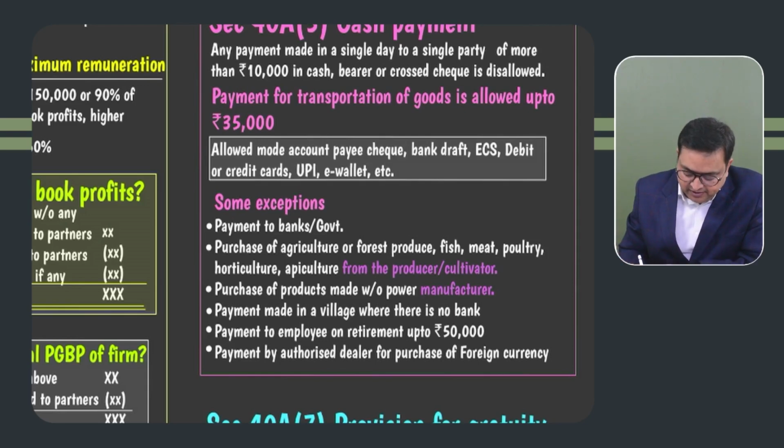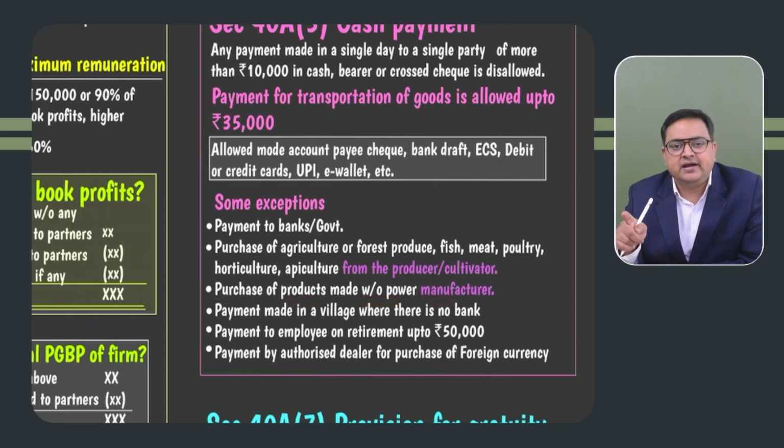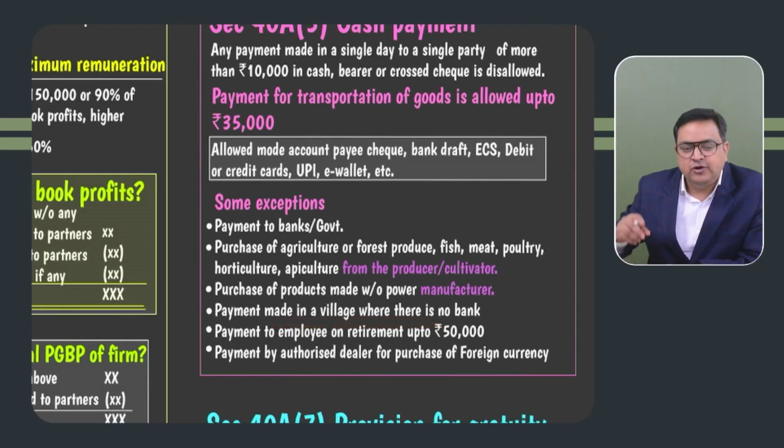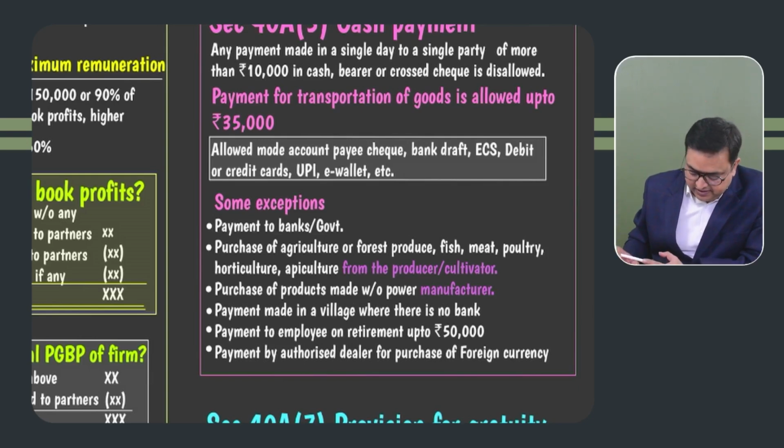If you are making a payment for products which are made without the aid of power, to the manufacturer directly, then you can make the payment. But if you are making the payment to any other person, then it should be through banking mode. Payment made in a village when there is no bank: if you are making a payment to any person who doesn't have a bank account, why? Because the place where he resides and generally does business has no banking facilities available. So you can make the payment to him.